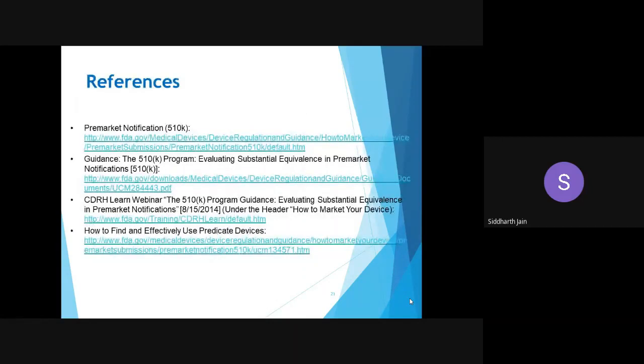These are the typical references you can check there to get a better understanding of the different guidance documents and how you can go about substantial equivalence to predicate devices.